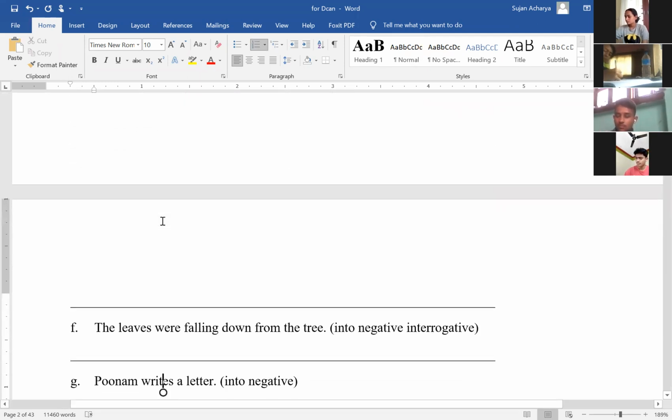Now change this. The leaves were falling down from the tree, into negative and interrogative. Negative: The leaves were not falling down from the tree. Interrogative: Weren't the leaves falling down from the tree? Question mark.